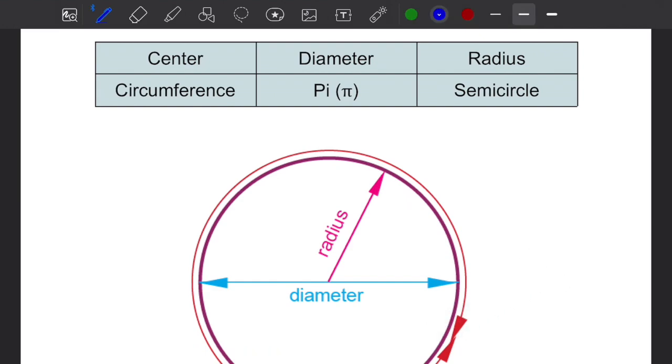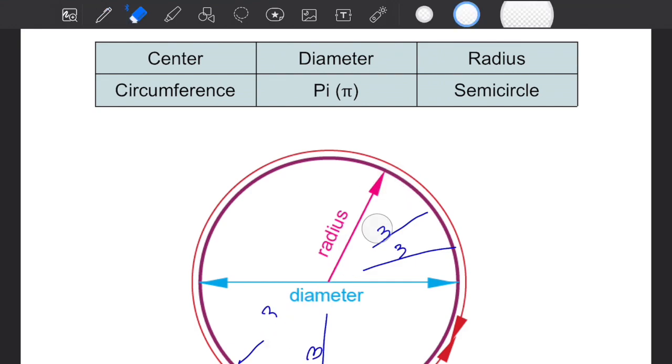A radius is half a diameter, so it extends from the center of a circle to the edge of the circle. And there's more than one radius in a circle. The pink one is one of them. This is another one. This is another one. It's another one. And of course, they're all equal to one another. So if the radius here was 3, all of these would be 3. So again, the radius is half the diameter.